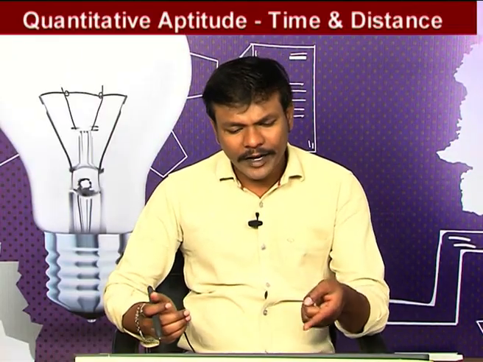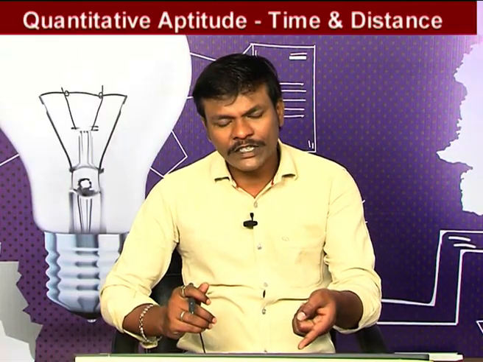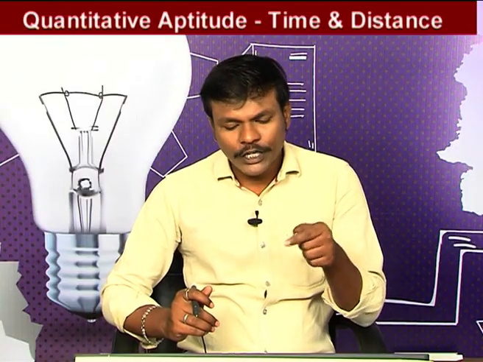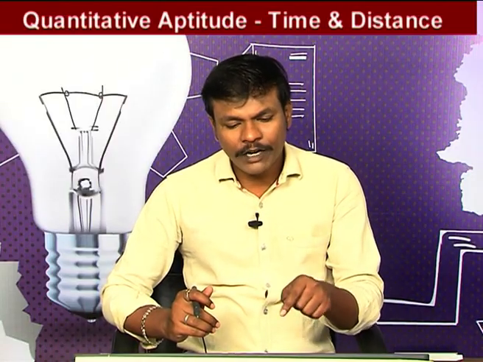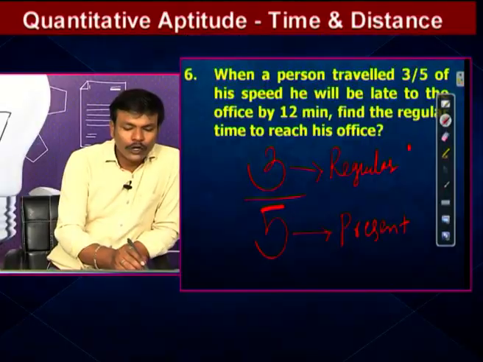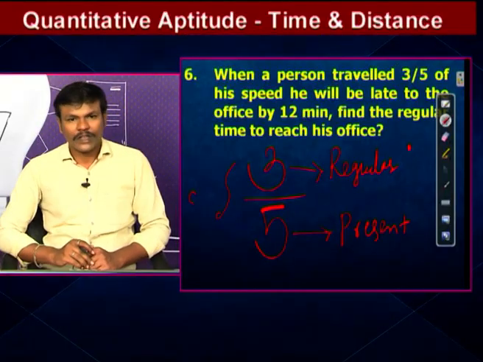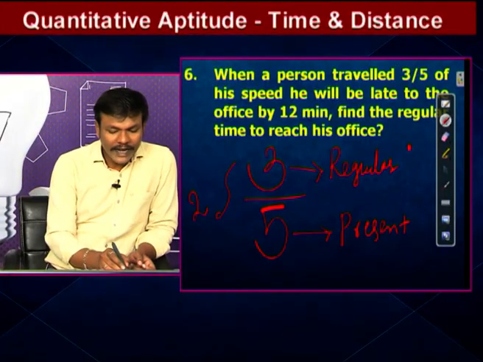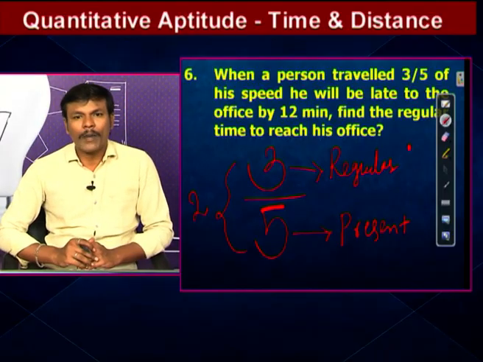Because regularly he completes his journey to his office in 3 parts of time, and today he completed his journey in 5 parts of time. That means the time has increased. How many parts increased? 2 parts increased, so the increase in time is the lateness. How many parts are late? 2 parts are late.